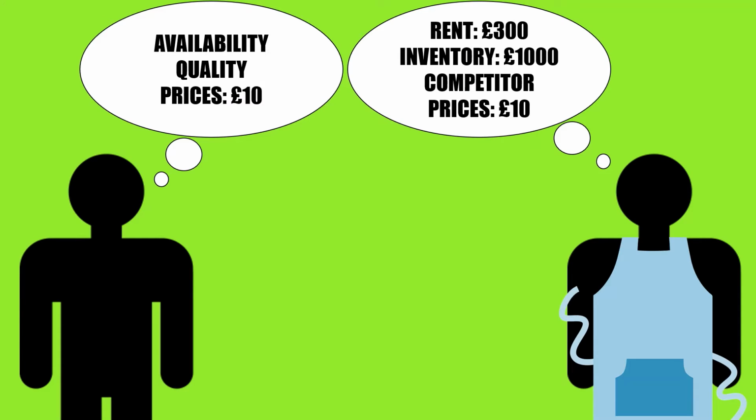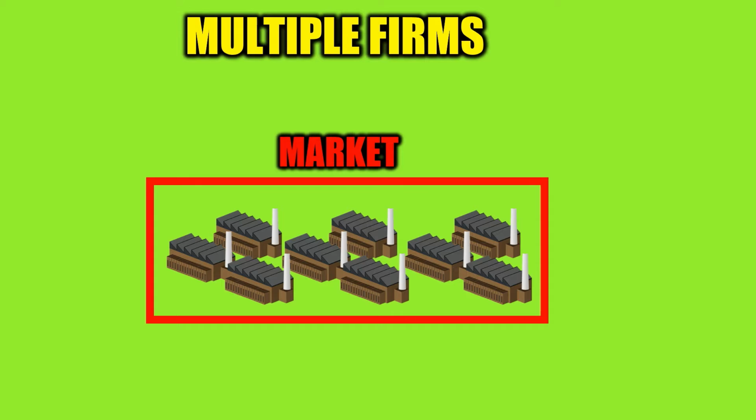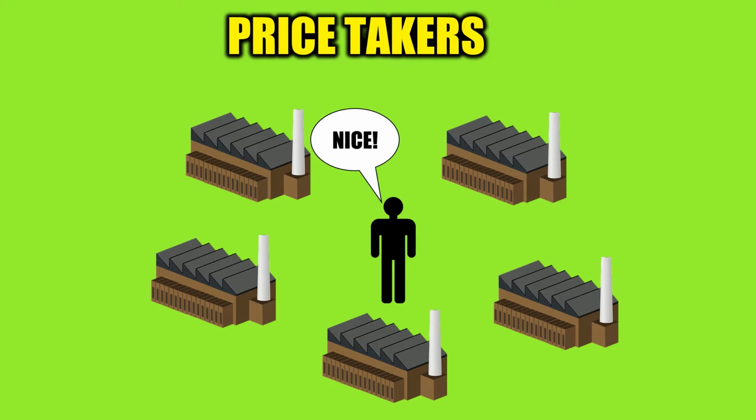There is perfect knowledge in the sense that consumers know about all prices, quality, and availability of products and services, while producers know about all prices, costs, and market opportunities. In addition, existing firms cannot stop new firms from entering the market. This allows for multiple firms to compete in the market. With such high levels of competition, each firm's bargaining power with the consumer is reduced, since the consumer will buy from the firm with the lowest price, forcing all other firms to lower their prices to the same level. This makes firms price takers.